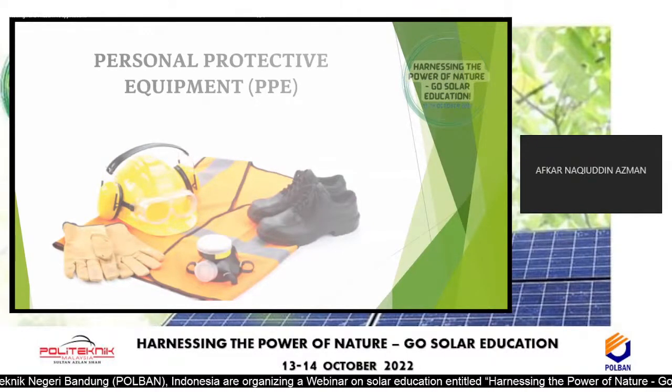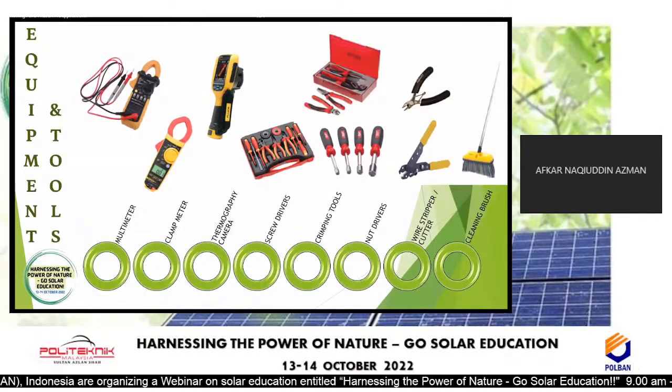Okay, next we are going to look at the equipment and tools that we use for conducting the maintenance. The first equipment that we will use usually is a multimeter. We use a multimeter to check the current, maybe the voltage from the solar panel or the solar controller. We want to check, is it as we expected or as directed from the data sheet and so on.